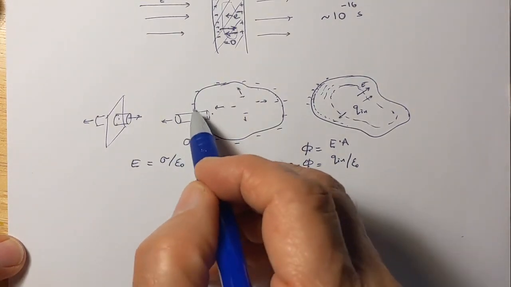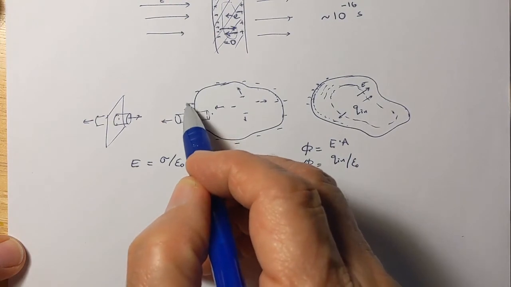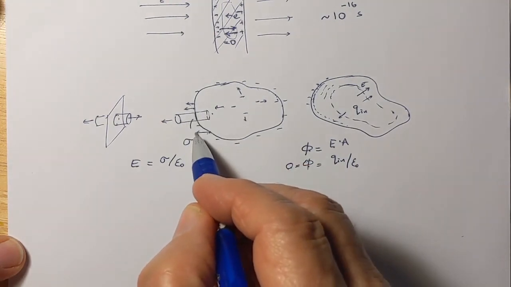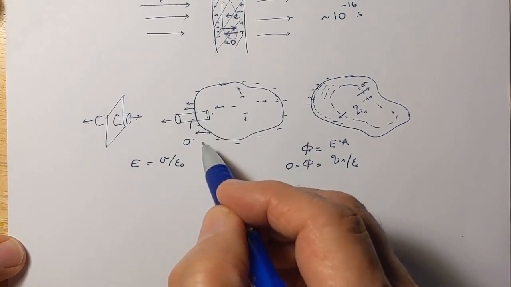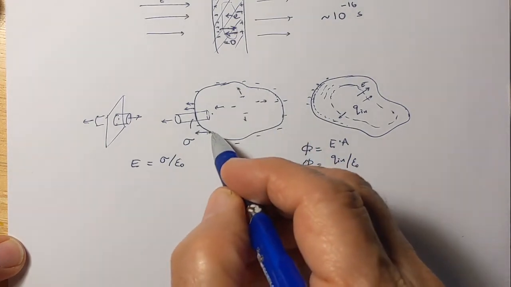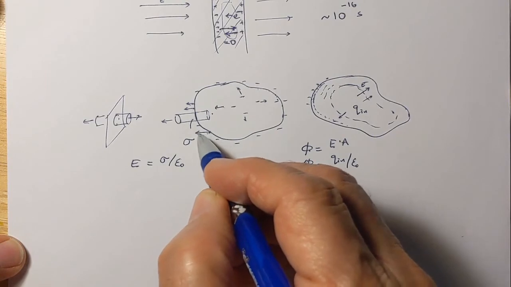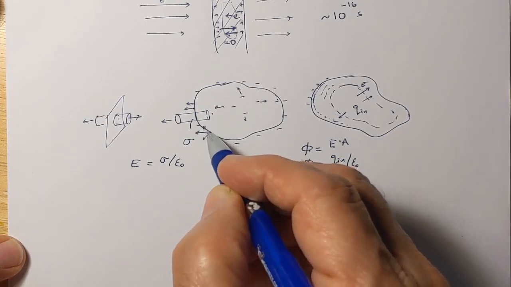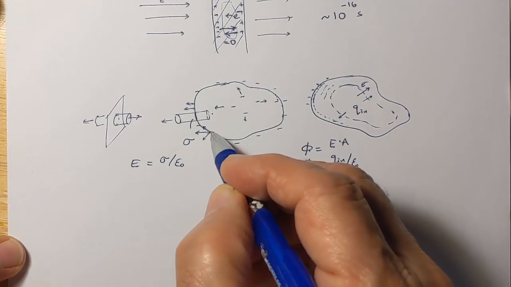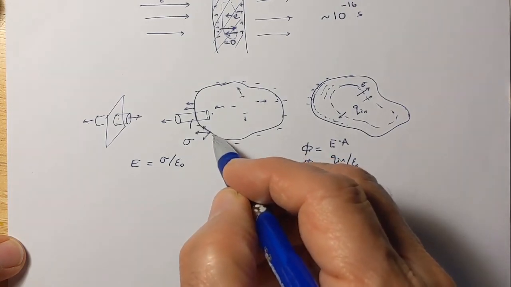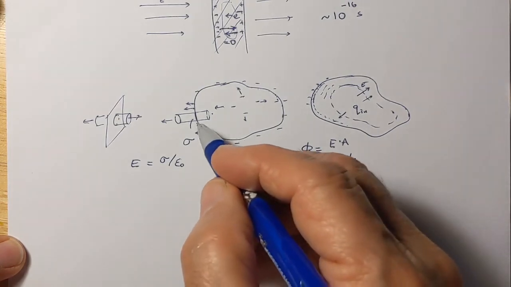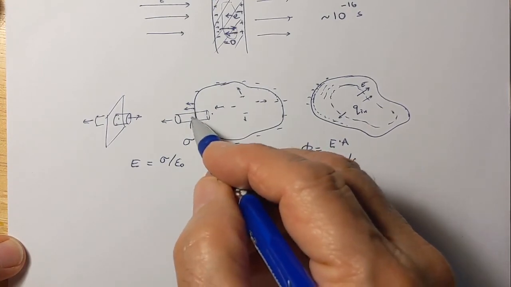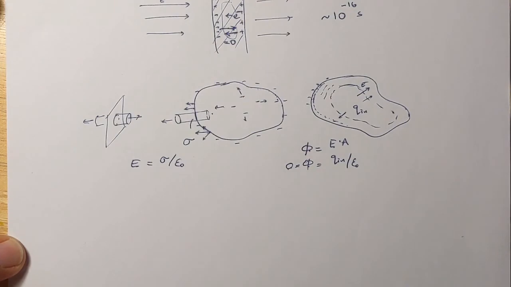And of course, the electric field has to be perpendicular to the surface at every point, because if it's not perpendicular, there will be a perpendicular component and a parallel component, and that parallel component will cause the charges to start moving along the surface, and they will move until enough charge accumulates on the other side so that the parallel electric field becomes zero.